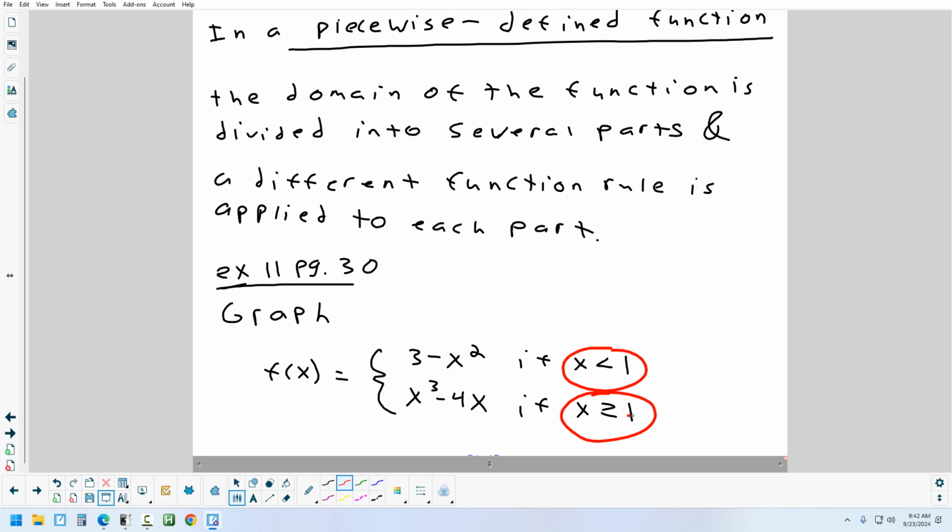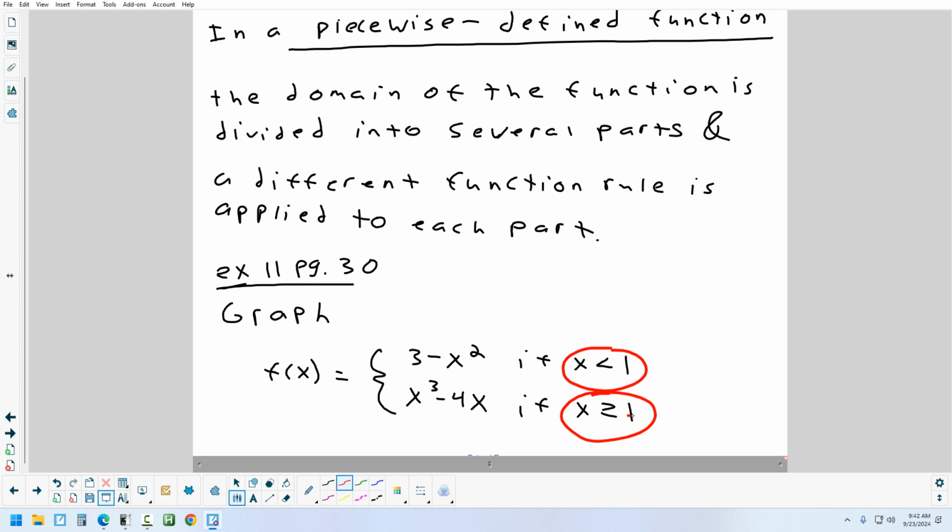What if I said to plug in 1? Which formula would you plug that one into? The bottom one? Yeah, because the top formula is only supposed to be used when x is less than 1. 1 is not less than 1. So it's just a different formula you use depending on the value you plug in. In this case, it splits at 1, higher than 1 and lower than 1. It doesn't have to be 1, it could be a different number.